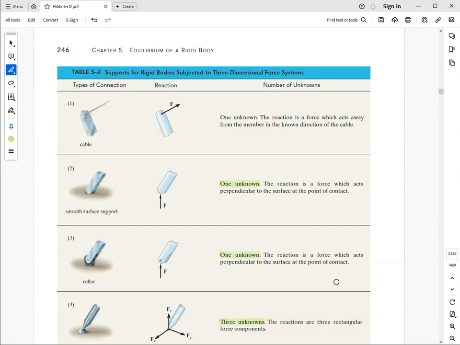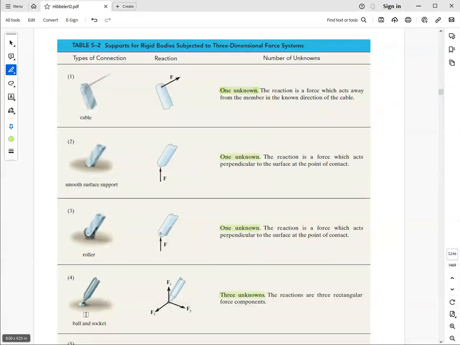So we can find cables. These could be only one unknown, the tension in the cable, which can only act away from the body and in the direction of the cable. Cables cannot take compression. And then we can have smooth surface or roller contact without friction, and then there's a normal force once we release the body, and it has a direction from the contact point to the center of curvature or to the center of the roller.